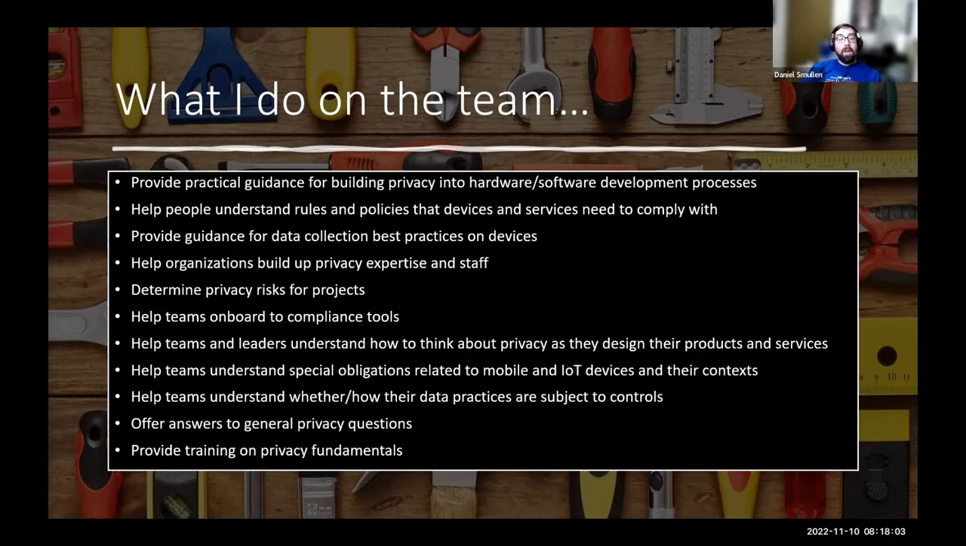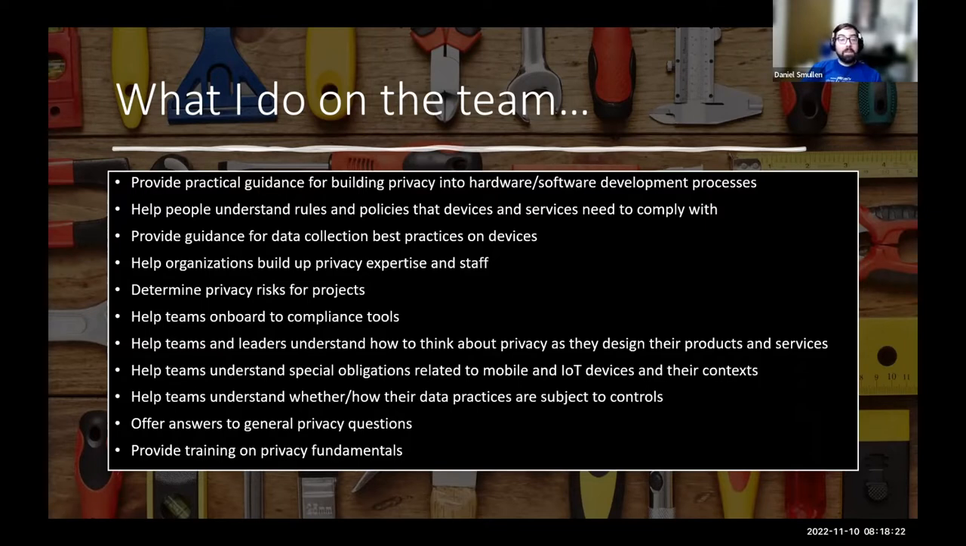And then I also help teams understand special obligations, especially those related to devices. Devices are mobile. Devices can be connected to the Internet of Things. They have a special context that they live in that isn't the same as things like what's happening on Amazon.com, for example.